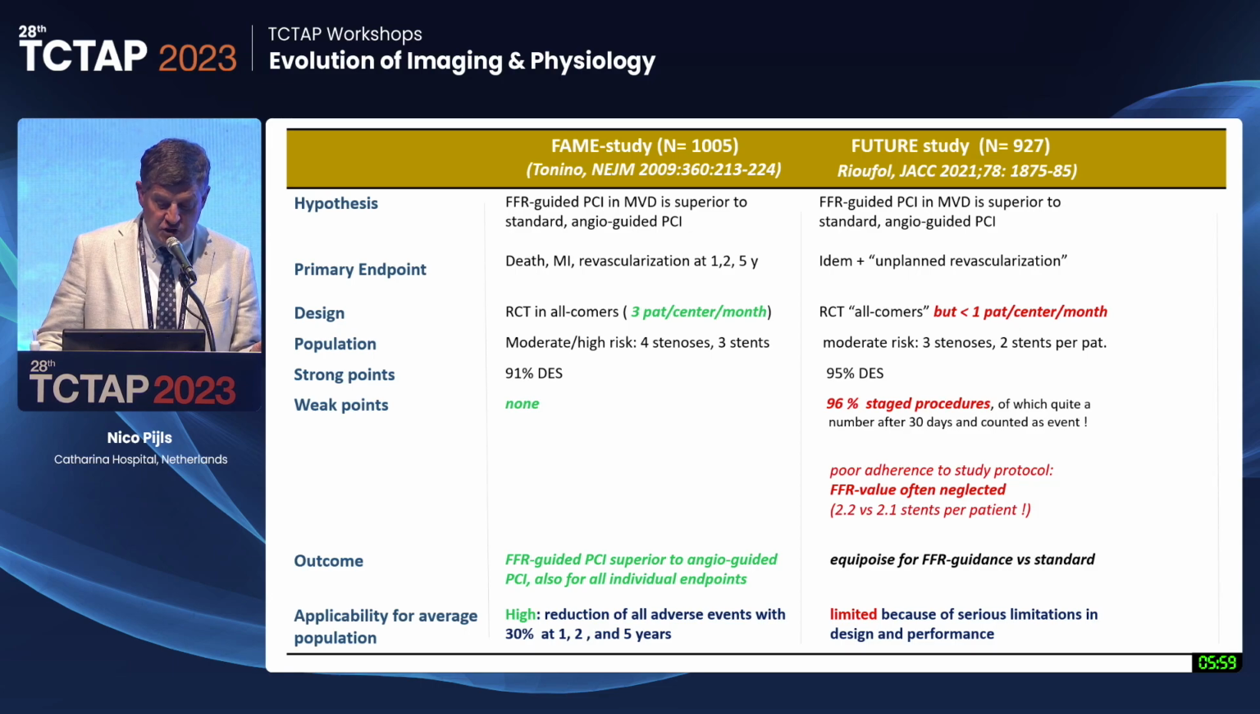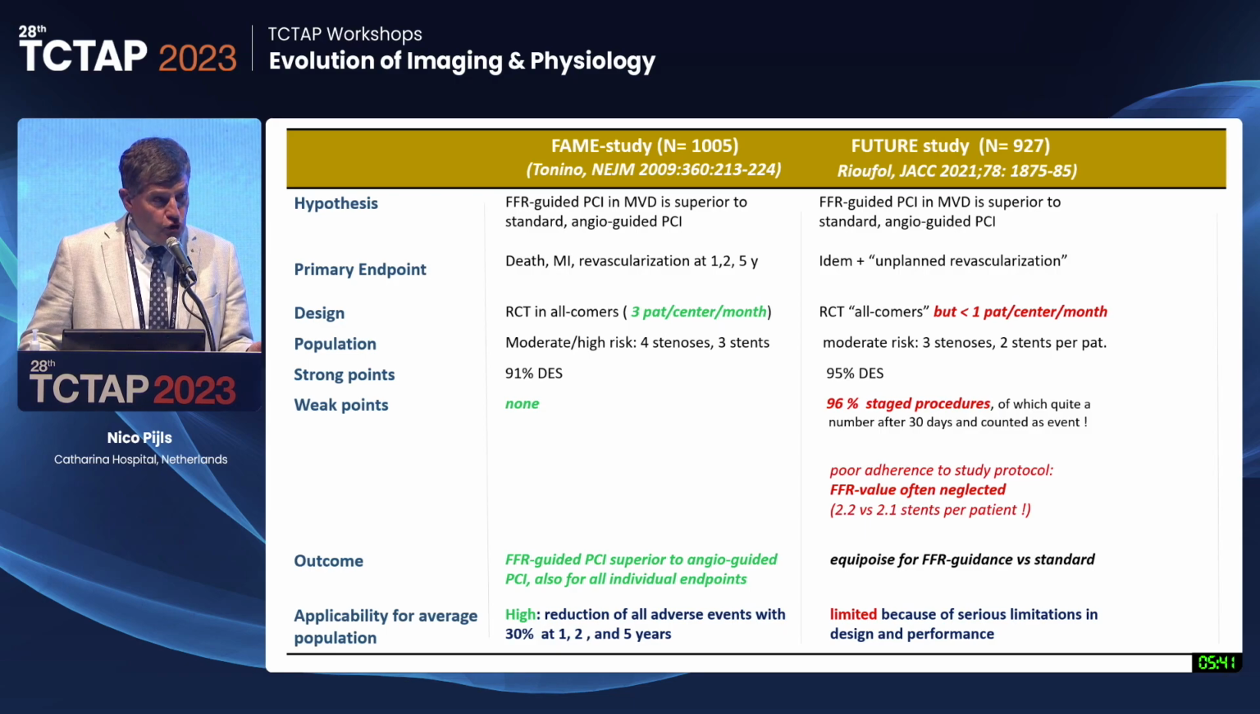And in a number of these patients, that was even after 30 days. And these second catheterizations, just to measure FFR, were counted as events. In addition, there was a poor adherence to the study protocol, although the baseline characteristics in the FFR-guided and the angio-guided group were exactly the same. Also, the number of stents placed in both groups were the same.